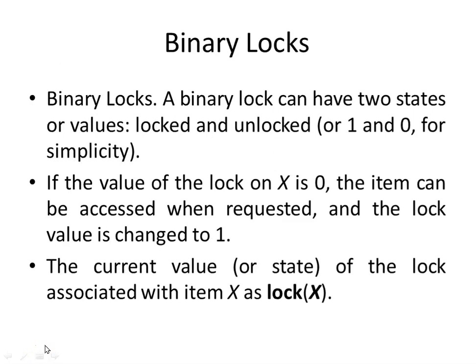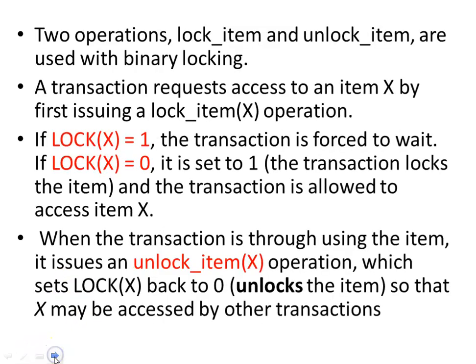Coming to the first type of lock, it is called the binary lock. As the name suggests, binary, there are only two values, 1 and 0. 1 indicates that a lock is already applied on the database item, and 0 indicates that the database item is unlocked and is free to be used. Two operations, lock item and unlock item, are used with binary locking. A transaction requests access to an item X by first issuing a lock item X operation.